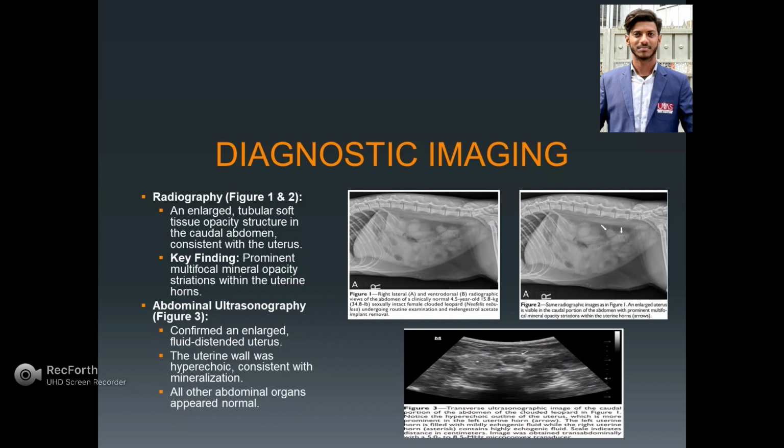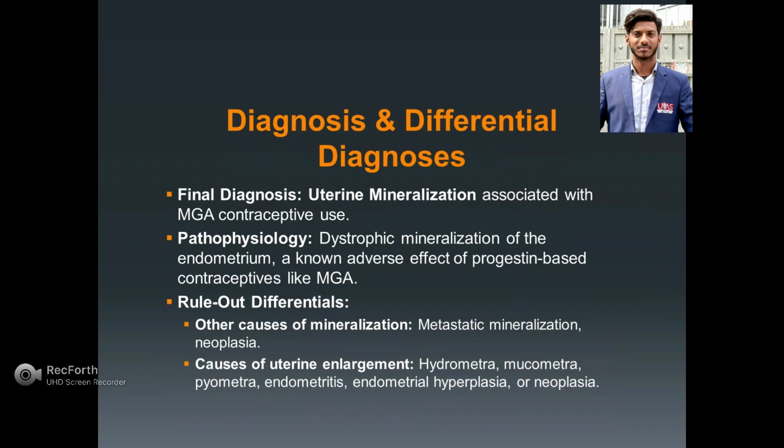Now move to the ultrasonography, the confirmation. In figure 3, ultrasound allowed them to look inside the uterus. They confirmed it was enlarged and fluid filled. This could be hydrometra or mucometra. The hyperechoic, bright white uterine wall on the ultrasound corresponds to the mineralized lines seen on the X-ray. Sound waves bounce off dense mineralized tissue, making it appear bright. The fact that the other organs were normal helped to rule out other widespread disease.